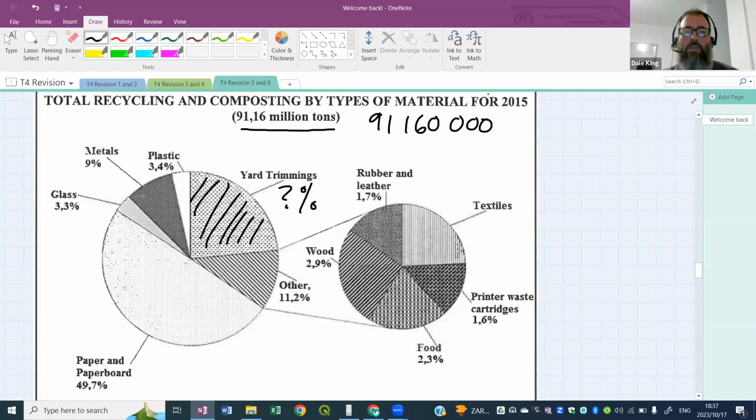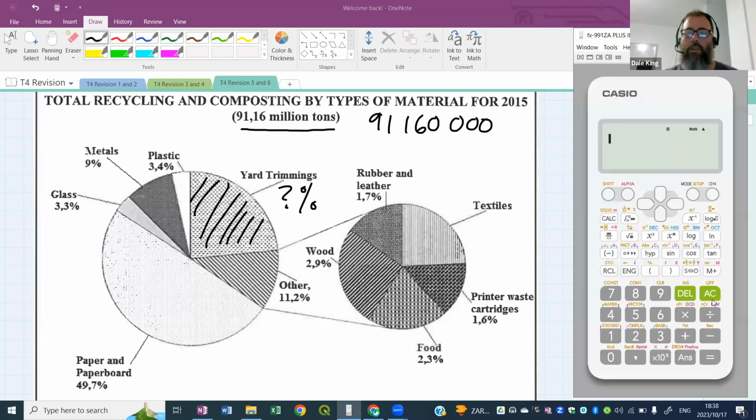All right, there's 23.4. Yes, good. You guys are calculating it. So we know the whole pie makes up 100. 100 minus all the other bits and pieces. So I'm going to add them up, making sure that I don't make a mistake like last time and forget one. Human error. 49.7 plus 11.2. I've got them all there. Yep, 23.4%.